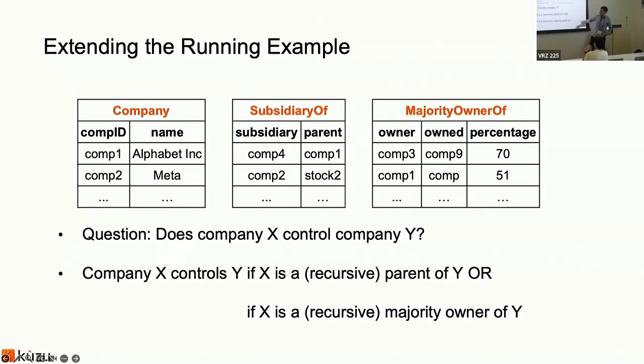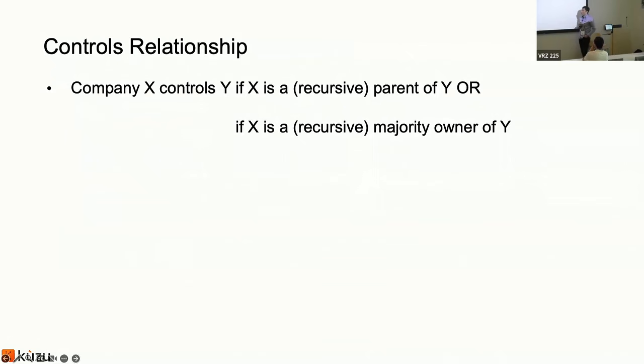So again, the nature of this relationship is actually two recursive things. You could say X controls Y if X is a recursive parent of Y, or it's a recursive majority owner of Y.